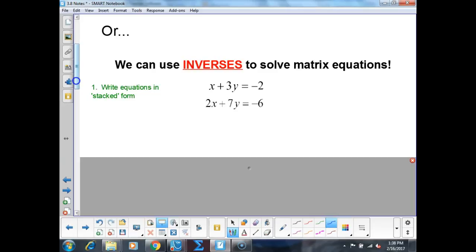Okay? The first thing that I have to do is I need to write that equation in what I'll call now stacked form. Okay? And it's all got to line up. X's need to line up, Y's need to line up, equal signs need to line up, numbers need to line up. Called stacked form, where everything is stacked on top of one another.